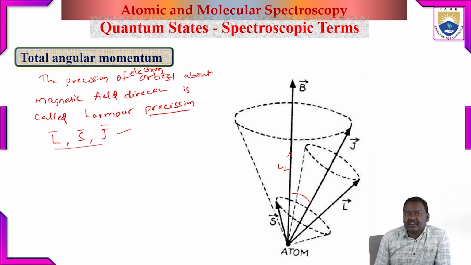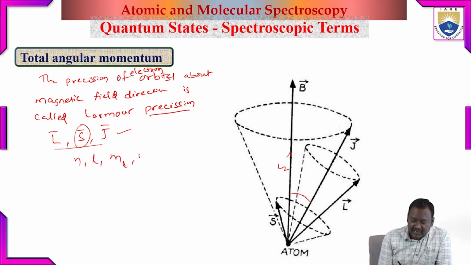And again, having a slight difference due to the addition of spin angular momentum, there should be slightly different energies available for the different orientations of the electron in different electron orbits. So that means there are different quantum states. They are represented by n, l, ml, and ms.